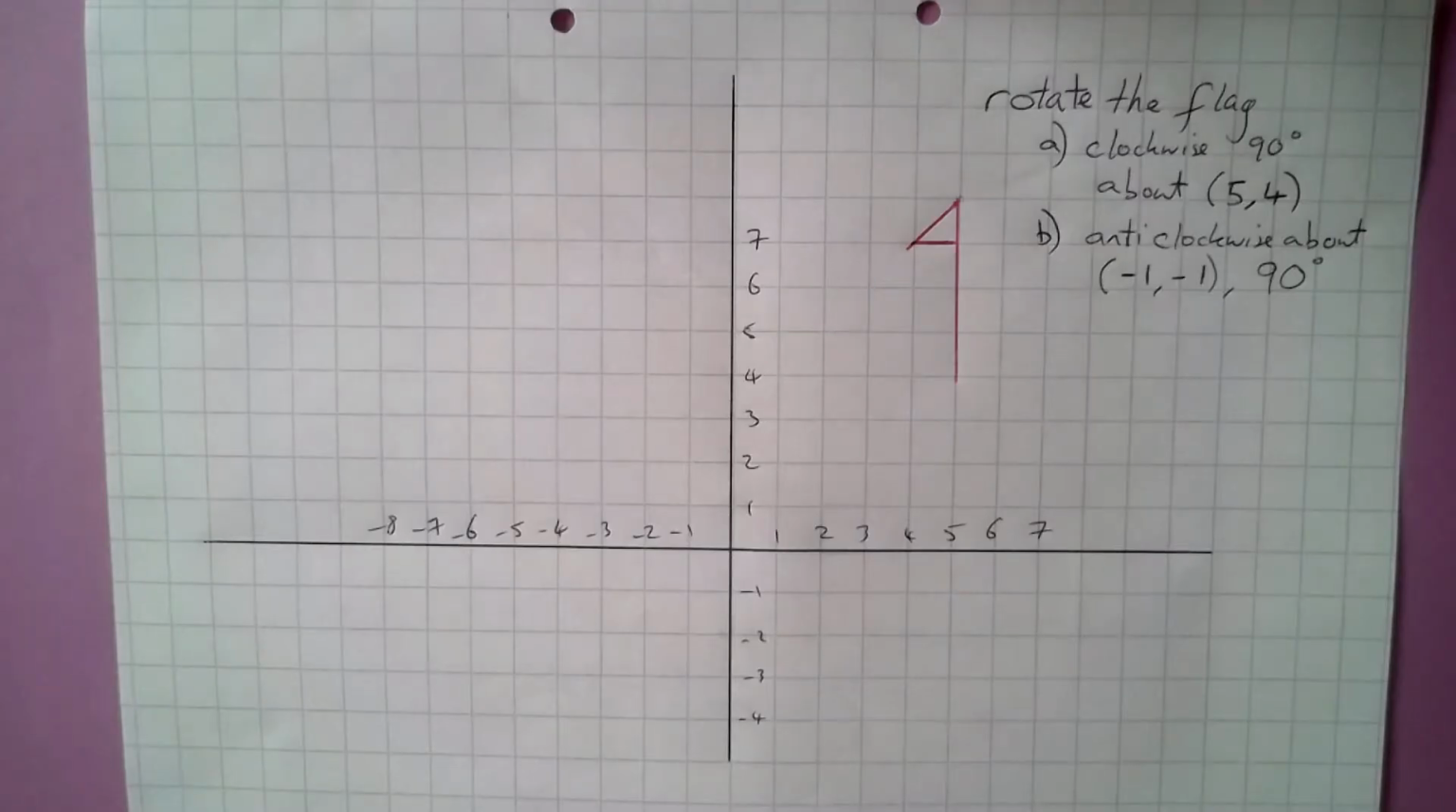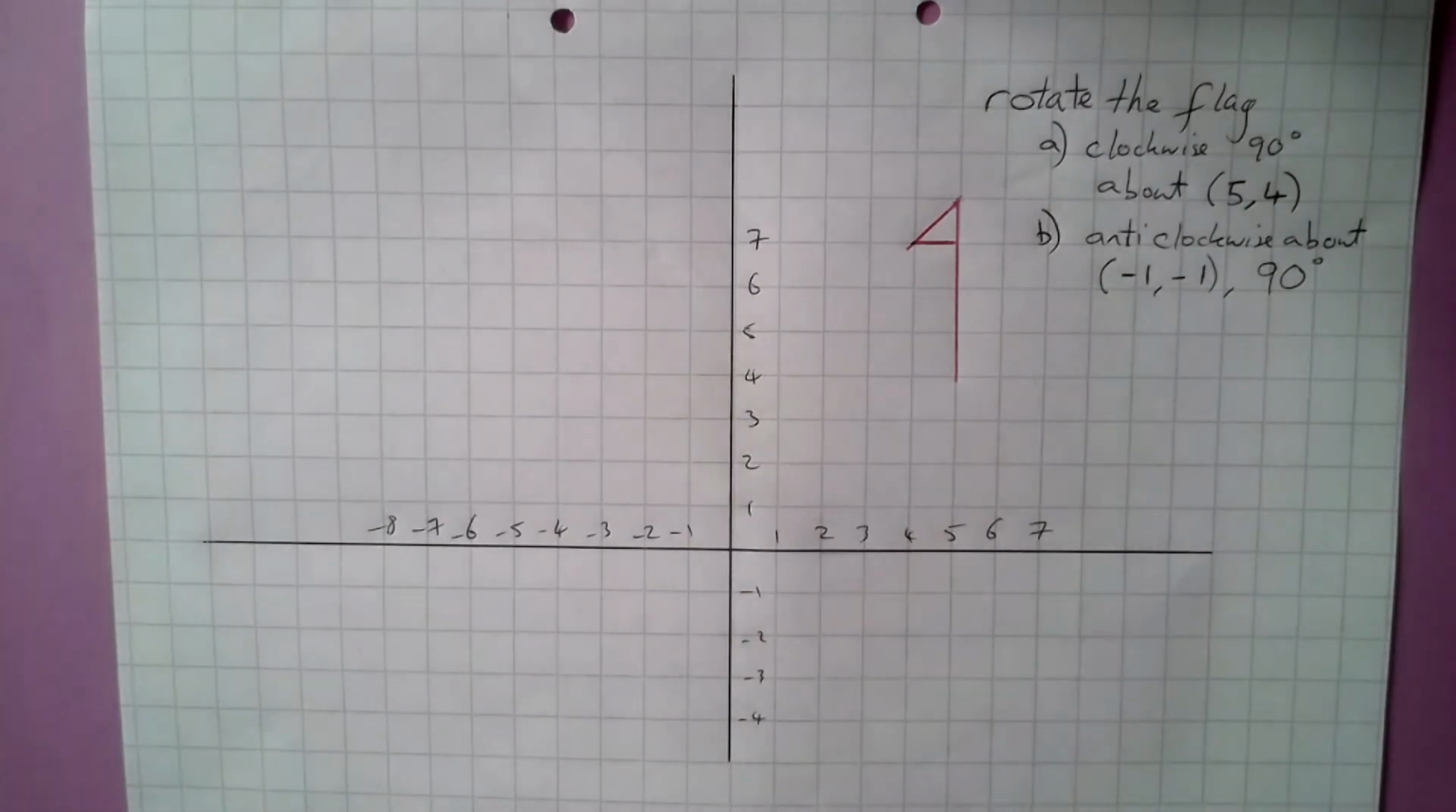Now, just as a bonus piece of support, I want to give a part of the video over to rotation, as we've done the other two, and how you would use tracing paper to draw it. So I've written two questions. We both need to rotate the flag, part A, clockwise 90 degrees about the point 5,4, and B, anti-clockwise about the point -1, -1, again at 90 degrees.